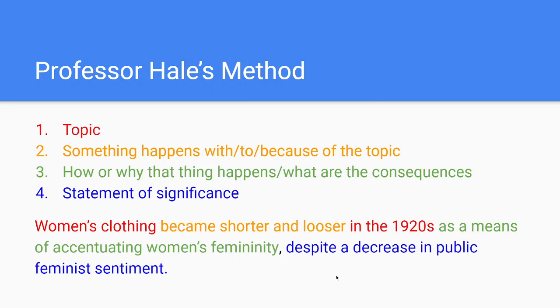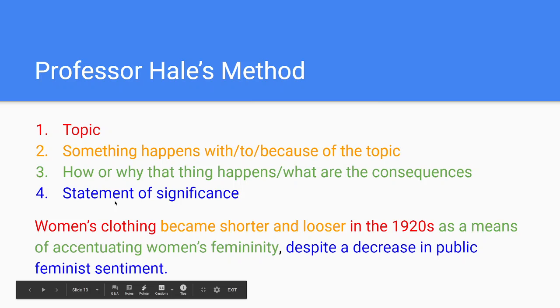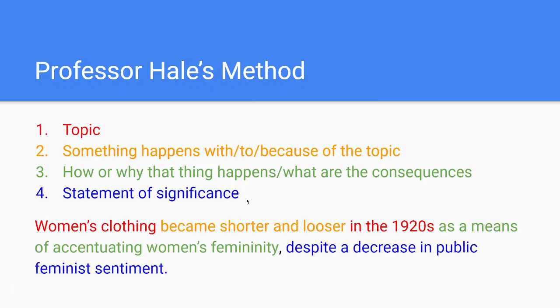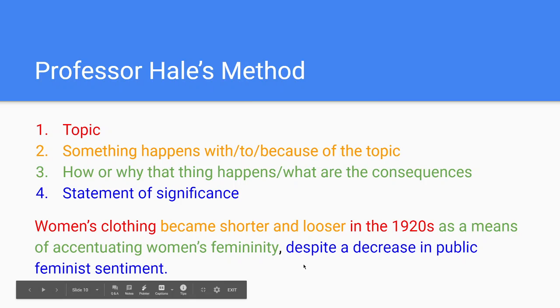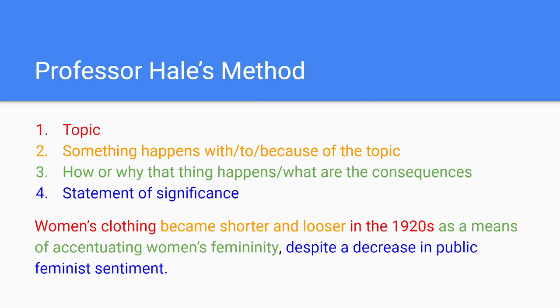So the way that women were dressing in the 1920s was more flattering to their figures. It accentuated their womanhood. And then we end with a statement of why that matters. So women's clothing became shorter and looser as a means of accentuating their femininity despite a decrease in public feminist sentiment. So women's clothing was becoming more feminine even though at the time the public didn't care quite as much about feminism. And so I've told my reader I'm making a claim here. It's pretty specific. It's decently interesting. It's fairly manageable, and I've also included a statement of why my reader should care.